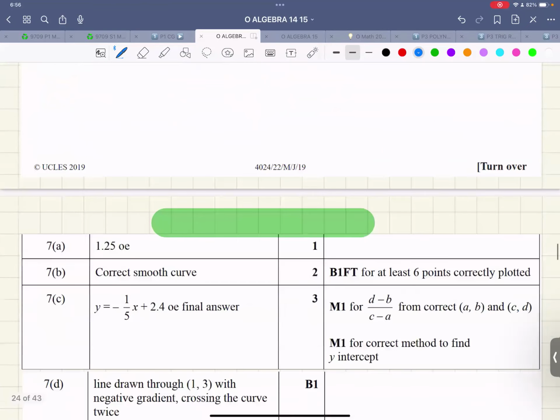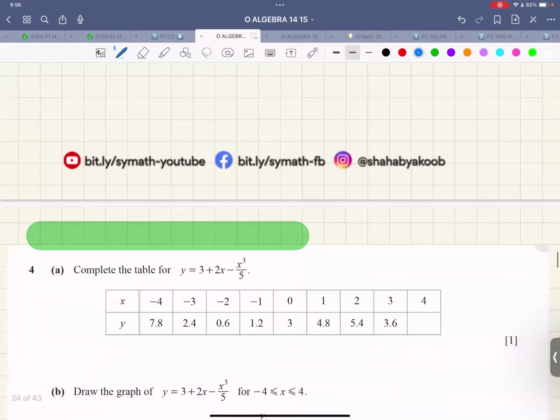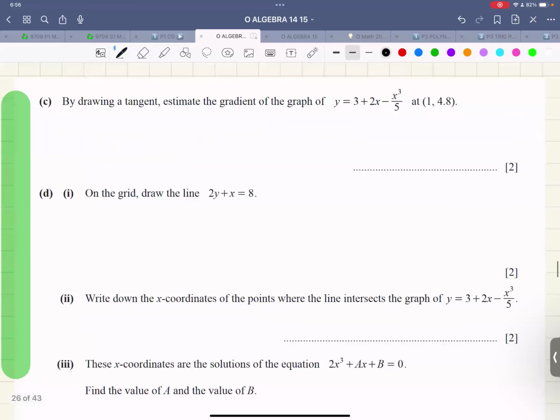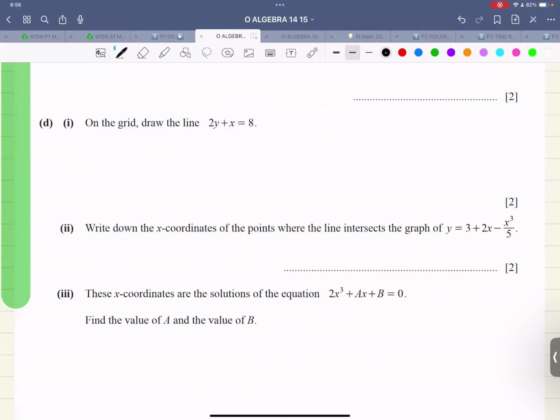Let me go to the next question. The answers are given over here. Another question over here. This is like a cubic equation. And then after you have tried it out, I would definitely share the solutions with you. Then it's the same kind of question like that. And then again, this is like the previous thing. Just have a look. On the grid, draw this line. Write down the x coordinates of the point where the line intersects the graph. These x coordinates are solutions of this equation.